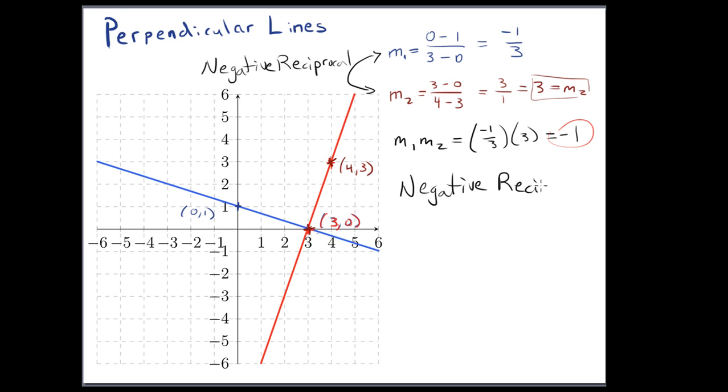Negative reciprocal slope means the product is negative 1. And we can check by multiplying.